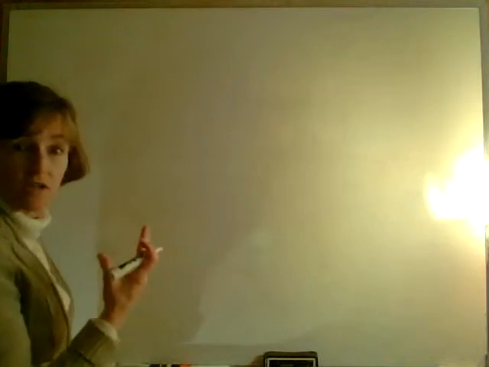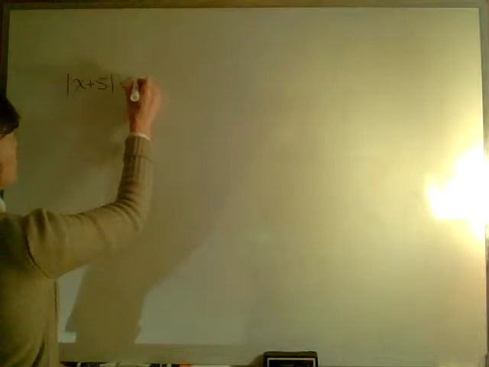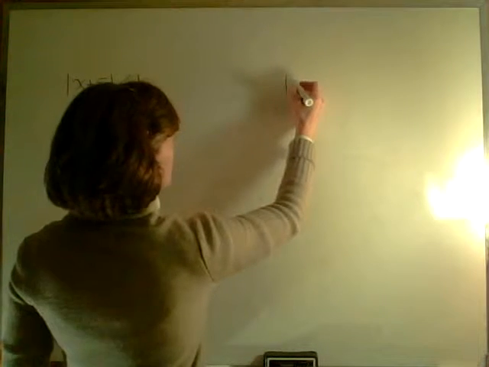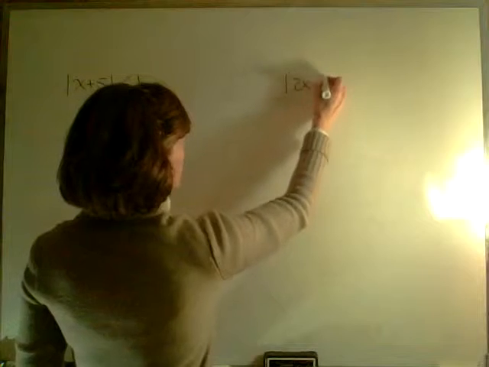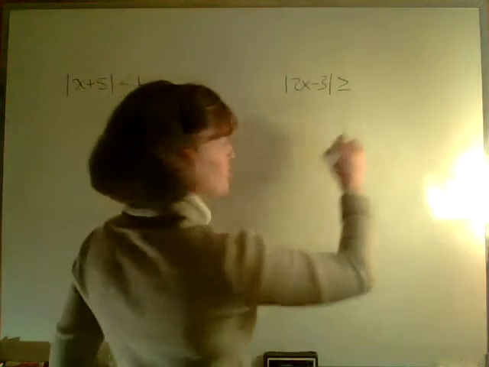to solve an absolute value inequality, there's a little bit more to it. Still going to write two statements. All right? I'm going to put two different ones up here. Let's say this is the absolute value of x plus 5 is less than 1. And let's say we have another one that is the absolute value of 2x minus 3, we'll make this one greater than or equal to 4.